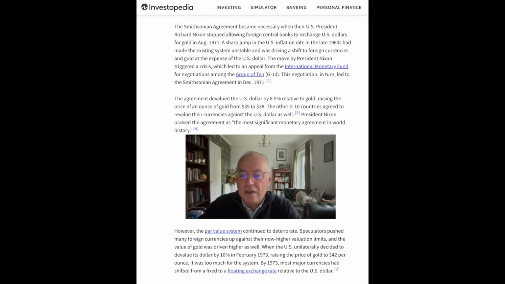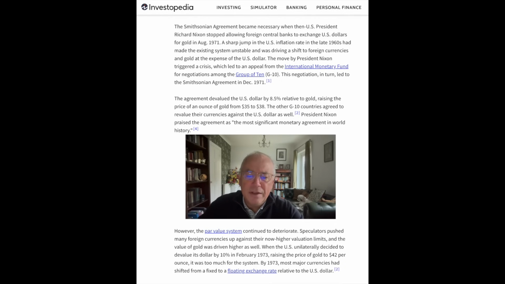Raising the price of an ounce of gold from $35 to $38. The other G10 countries agreed to revalue their currencies against the US dollar as well. President Nixon praised the agreement, wait for this one, as the most significant monetary agreement in world history. I think he was wrong about that, because less than 2 years later, it failed, as you can see here.